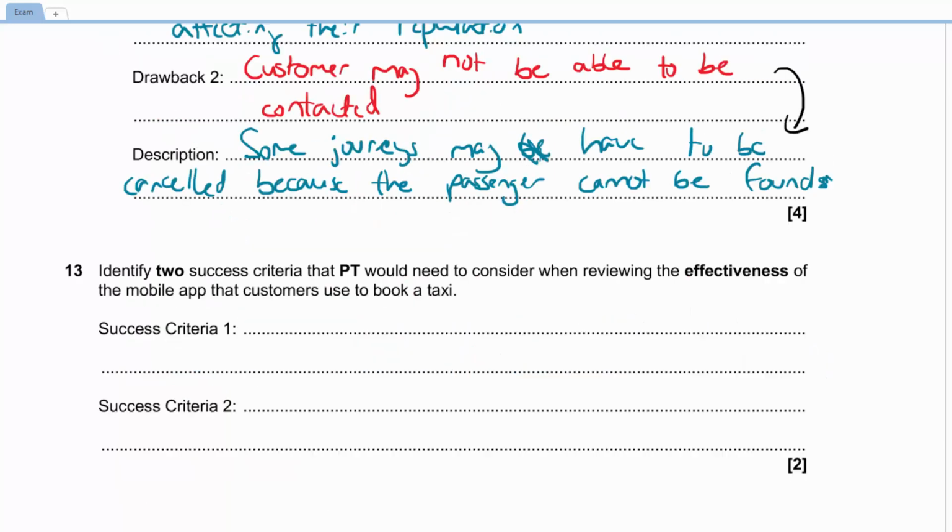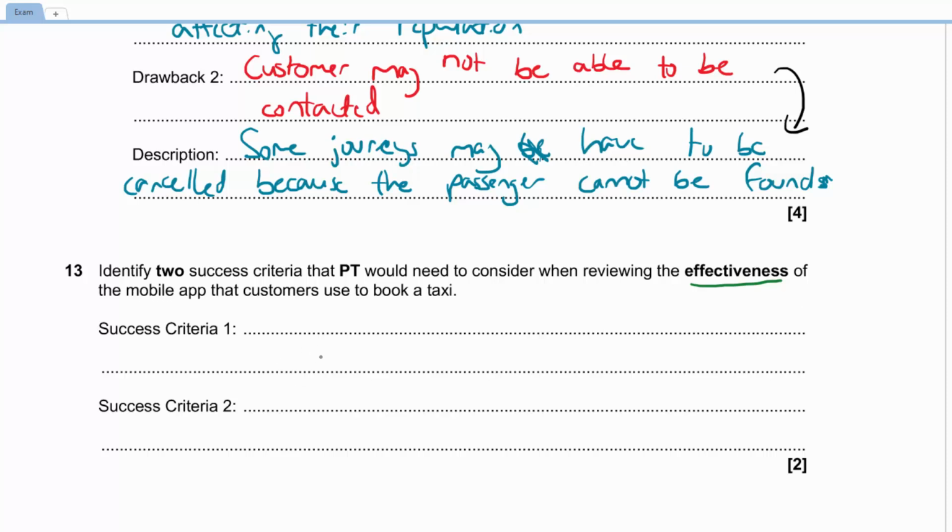For question 13, we must identify two success criteria that PT would need to consider when reviewing the effectiveness of a mobile application that customers use to book a taxi. So when we are writing success criteria in initiation, we are really writing some statements which allow us later on in evaluation to see how well we did, how successful our project was. So for this mobile application, we're really looking for what things need to be included that will be positive for this company. So by effectiveness in this scenario, we really mean, how easy is it for customers to book on this application and get a taxi and go to their destination.